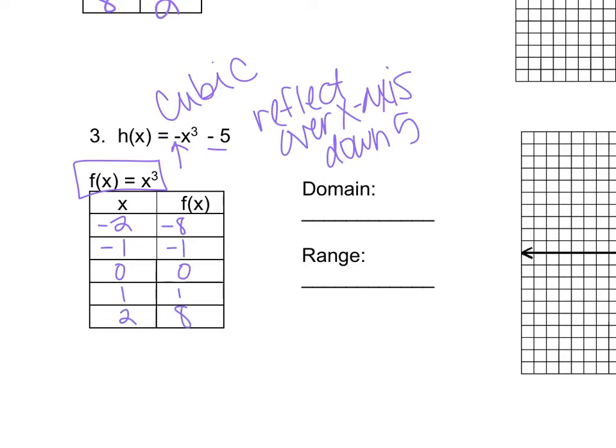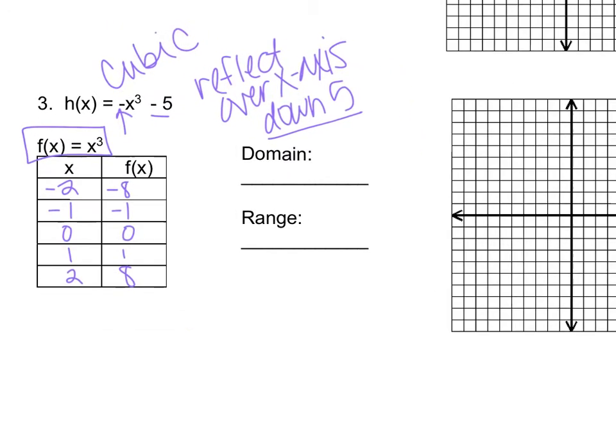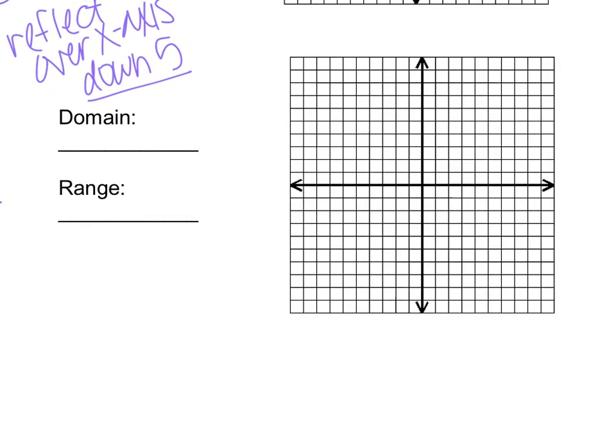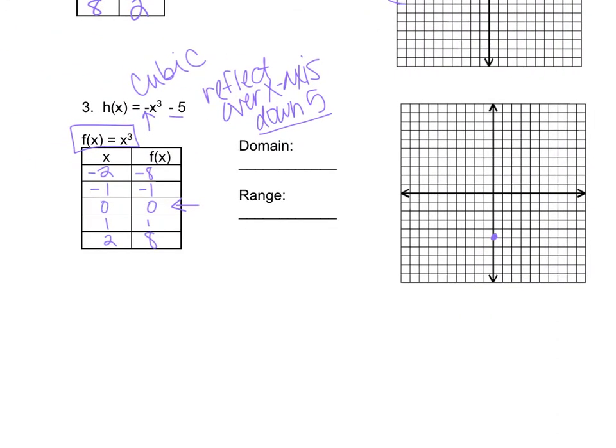Okay, so just like all the other functions that we've already looked at, you're always going to shift first and then stretch, shrink, or reflect if needed. So I'm going to go ahead and shift my origin point, which is 0, 0. I'm going to shift it down 5. There's my new vertex and my new 0, 0 point.